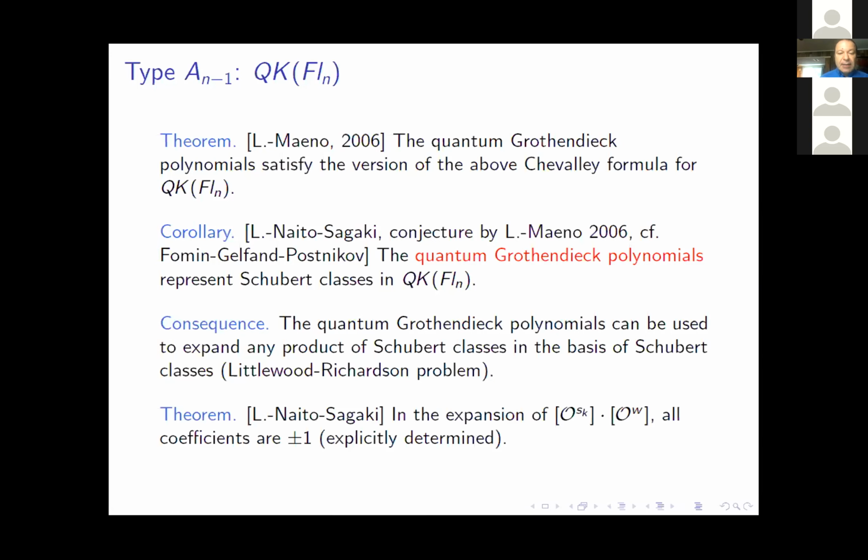And finally, also as a consequence of our formula, we can show that if we take the expansion in quantum K theory of the type A flag variety of the product of an arbitrary Schubert class with one indexed by a simple reflection, so we take such a Chevalley product, all the coefficients in the expansion in the basis of Schubert classes are plus or minus 1, and they are explicitly determined. So I'll end here.